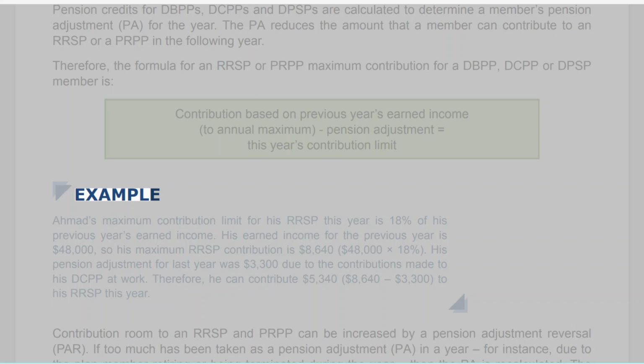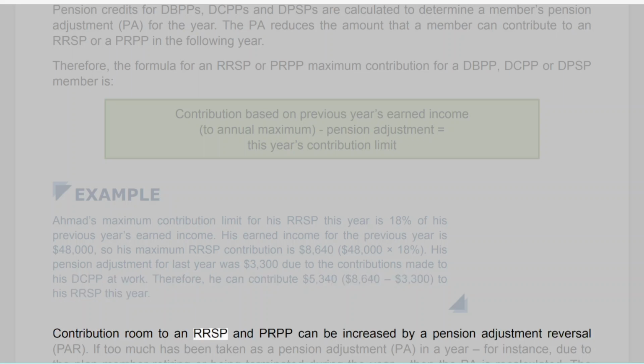Example: Ahmed's maximum contribution limit for his RRSP this year is 18% of his previous year's earned income. His earned income for the previous year is $48,000, so his maximum RRSP contribution is $8,640, $48,000 times 18%. His pension adjustment for last year was $3,300 due to the contributions made to his DCPP at work. Therefore, he can contribute $5,340, $8,640 minus $3,300, to his RRSP this year.